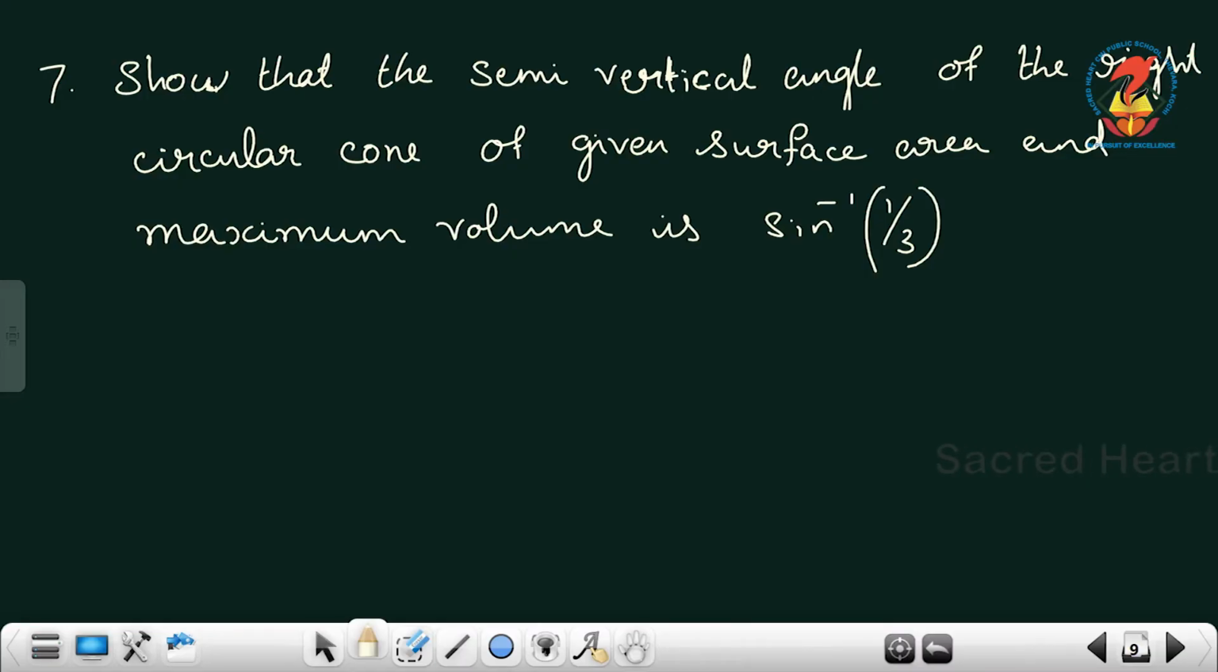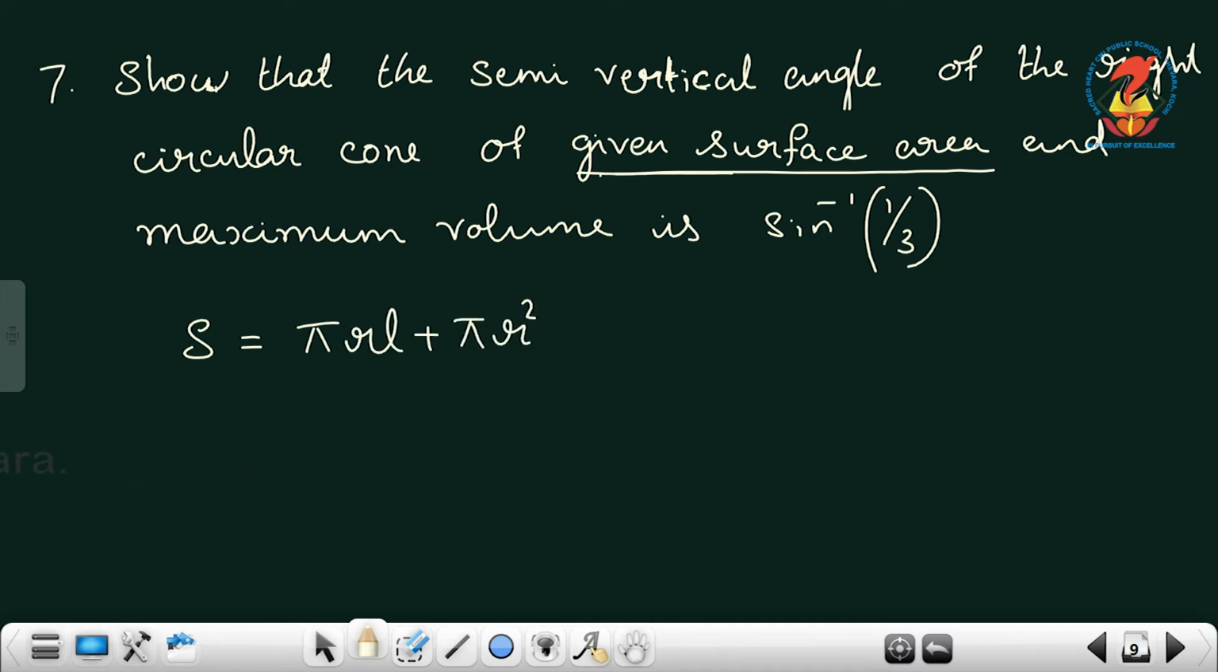Now the next one. Show that the semi-vertical angle of the right circular cone of given surface area and maximum volume is sine inverse 1 by 3. So here surface area is given. What is the surface area of the cone? S is equal to, surface area means total surface area, pi rl plus pi r square. It is given. So this S you can take as constant. And the maximum volume.